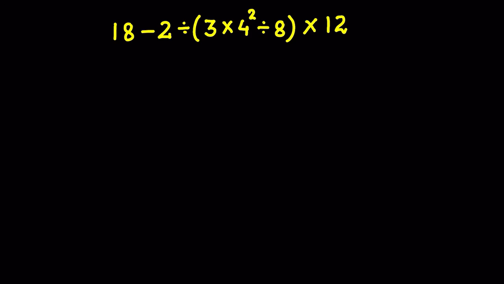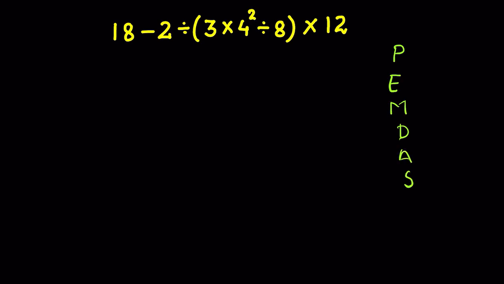18 minus 2 divided by (3 times 4 squared divided by 8) times 12. So which operation do we do first? We follow an order of operations and remember the order through the mnemonic PEMDAS. First we solve parentheses, then exponents, then multiplication, division, addition, subtraction.